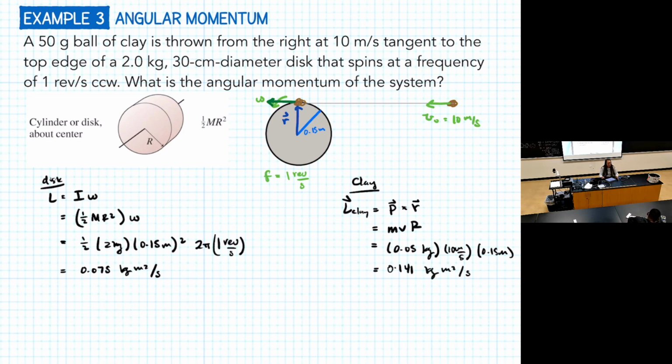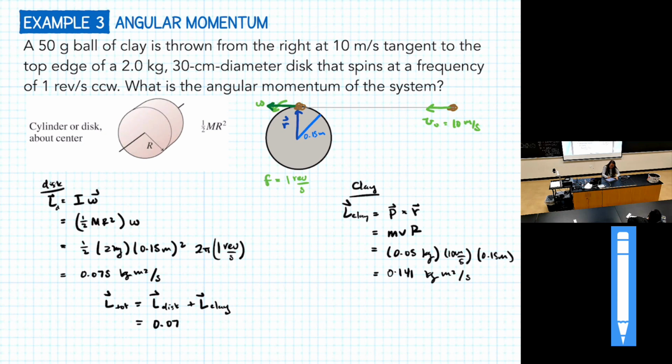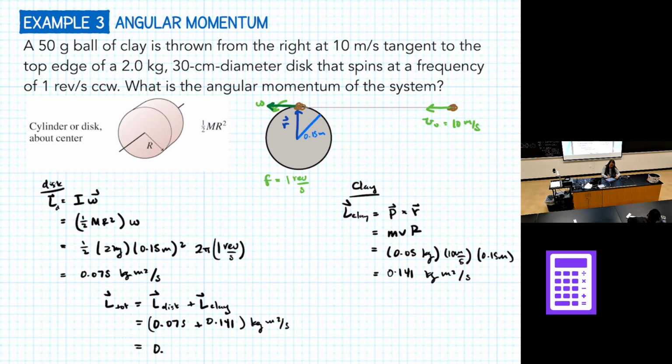The only other thing to remember is, are these things positive or negative? They're all positive, because they're all rotating in the counterclockwise direction, so we don't have to worry that much about sign. So our total angular momentum is going to be L disk plus L clay. We're just summing them up. 0.075 plus 0.141. All of this is kilograms meters squared per second. And when we sum these up, we end up with 0.216. And that's positive.